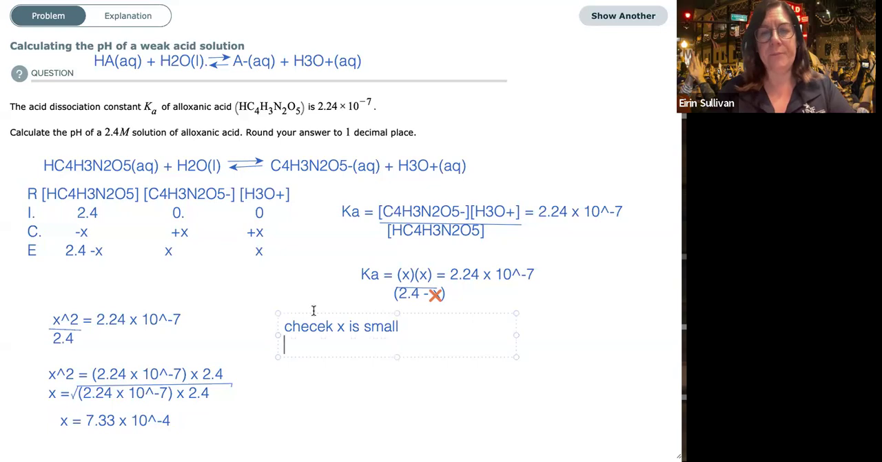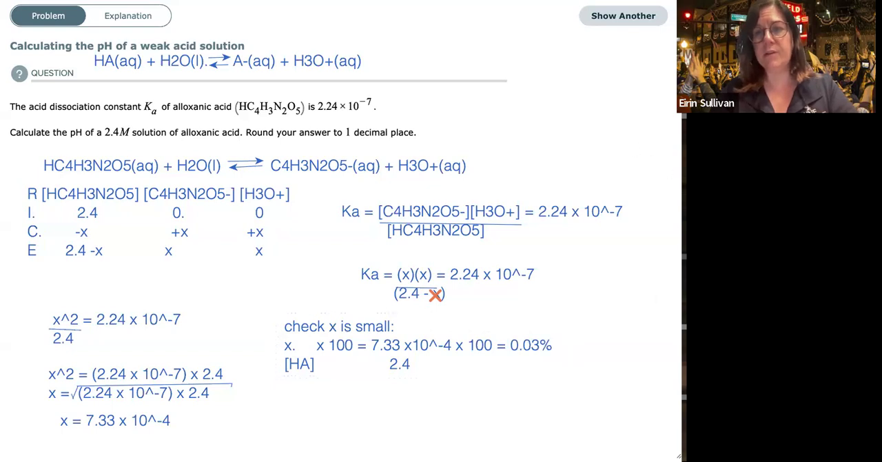So I'm going to take, that is not how one spells check. I'm going to take my value of x and divide it by my initial concentration of my HA, my weak acid. So in this case, that's going to be the 2.4 and times 100 to convert that to a percentage. And what I'm looking for is if it's less than about 5%. So my value of x I got was 7.33 times 10 to the power of -4. Divide that by that 2.4 that it was being subtracted from to make sure that it is indeed small enough that to the number of sig figs we're working with, it doesn't matter. And I get a value of 0.03%. So definitely x is small is valid. So I was right to save myself a lot of bother and go ahead and do that.